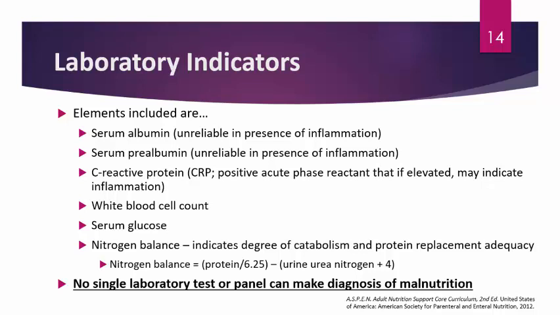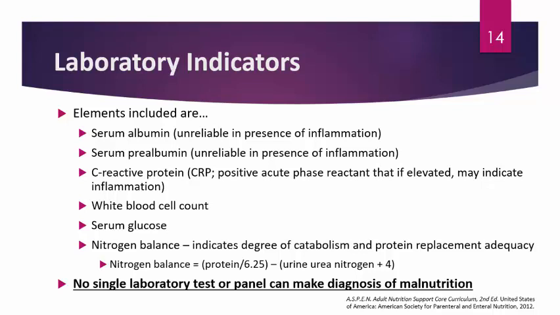But if their CRP level is normal or low, in that case, you may use serum albumin and prealbumin with a higher degree of confidence, even though it's important to note that no single laboratory test or panel can make a diagnosis of malnutrition, just as with all of your other physical assessment and nutritional assessment tools that you have at your disposal.